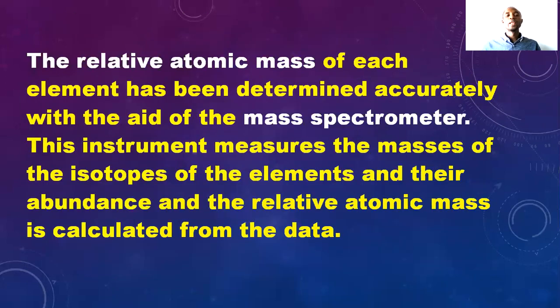All right. The relative atomic mass of each element has been determined accurately with the aid of the mass spectrometer. I said it in our last video. We use the mass spectrometer to determine the relative atomic mass of elements. This instrument measures the masses of the isotopes of the elements and their abundance, and the relative atomic mass is calculated from the data. So we use it to determine the isotopes of elements, their relative abundance and their relative atomic masses. That is what the mass spectrometer does.